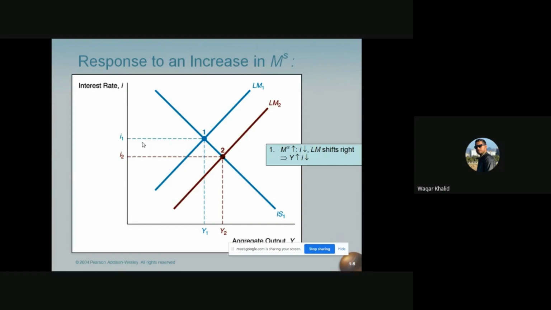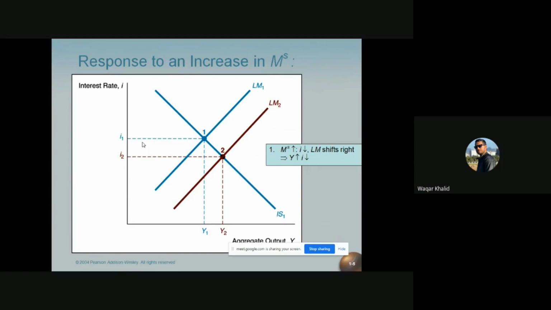Response to a change in monetary policy. It means that if there is a change in monetary policy, how the economy will respond. Suppose we are talking about an increase in the money supply.